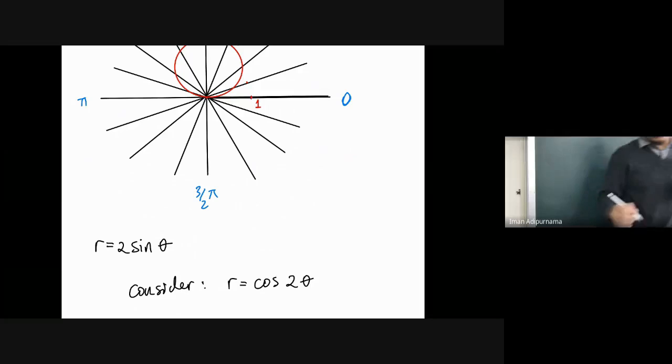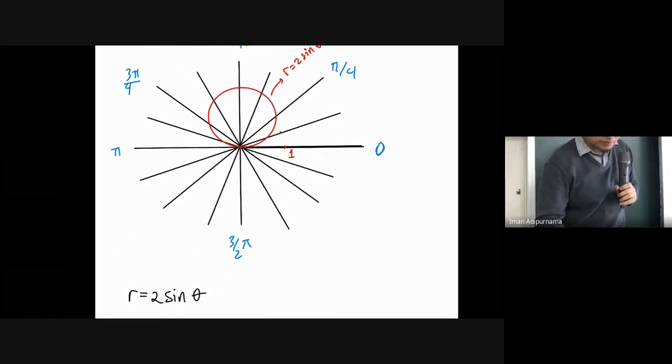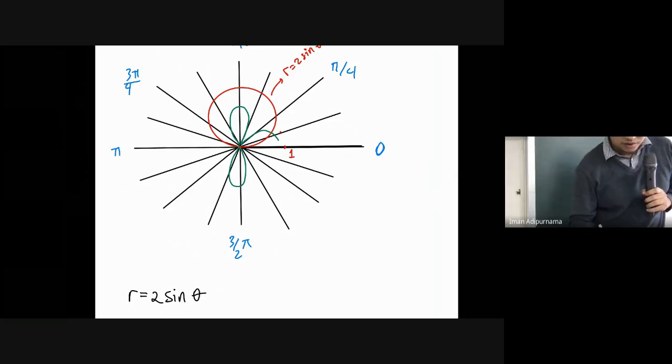So it would be like, let me draw. It will be like this, and this, and this, and this. It should be symmetric, but it has 4 petals. And how do you make the 4 petals?